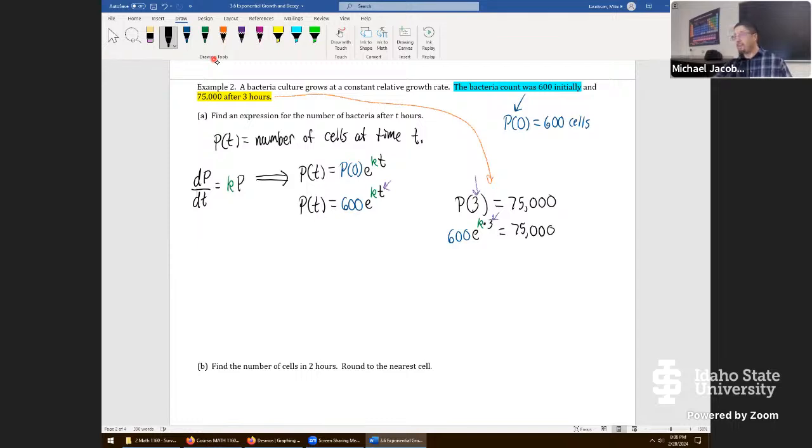Equals 75,000. Just carry in the rest of the equation. So we're getting pretty close to being able to solve this kind of thing. We're solving an exponential equation, and that's going to be the first time I believe we've done this in this course. So it might be a review for some, might be the first time you've seen it for others.